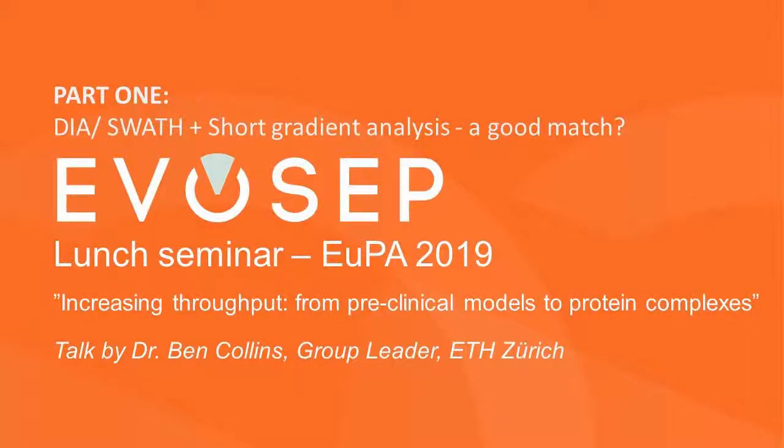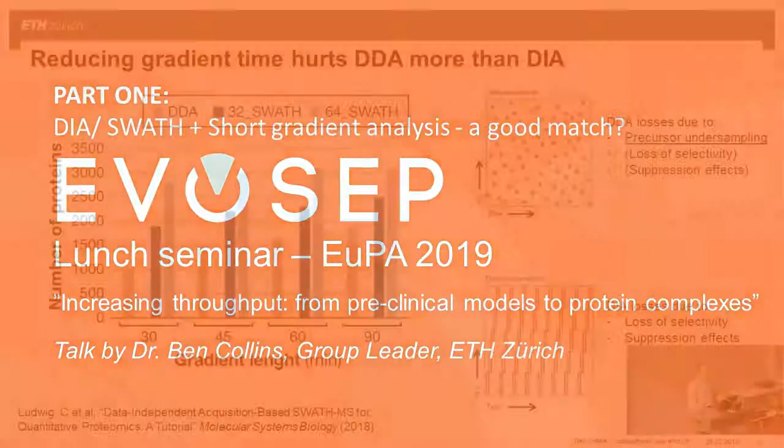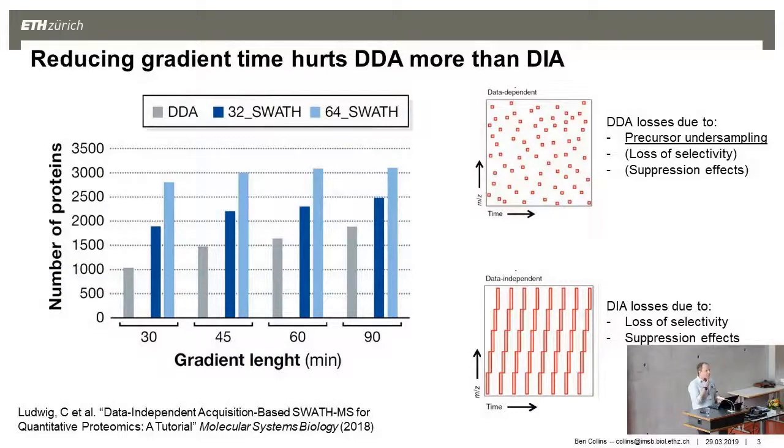Okay, so the question is, does reducing gradient time, what's the effect in terms of DDA or in DIA mode? This is now a figure from a tutorial paper that we wrote, led by Tina Ludwig, a former postdoc in the lab. Essentially this is some data that says, as you shorten the gradient length from 90 minutes down to 30 minutes and you run either in DDA mode or in DIA mode using either 32 SWATH windows or 64 SWATH windows, what happens as you compress the gradient?